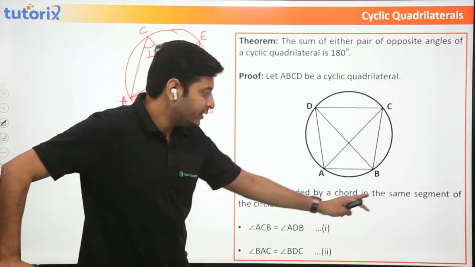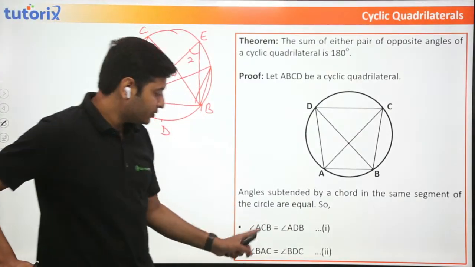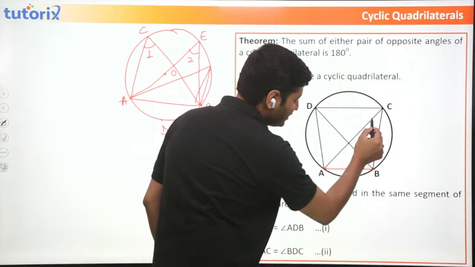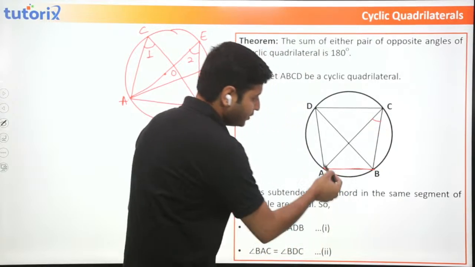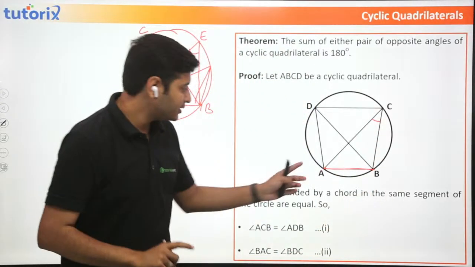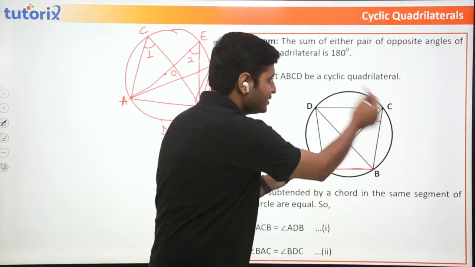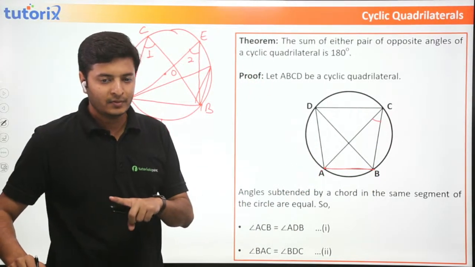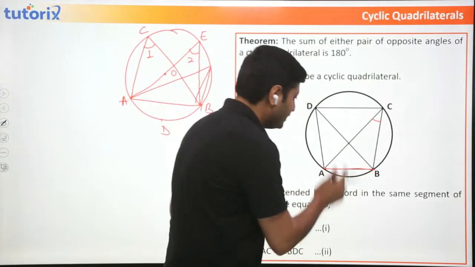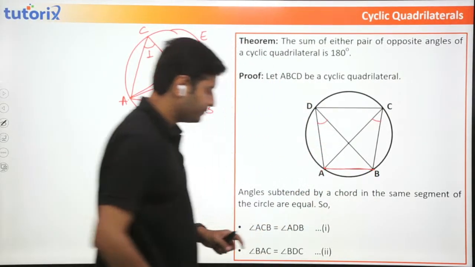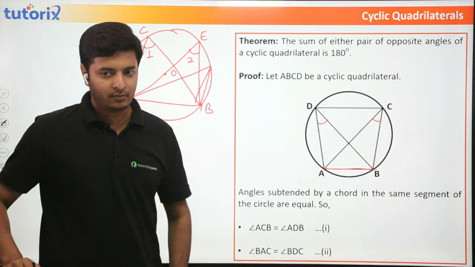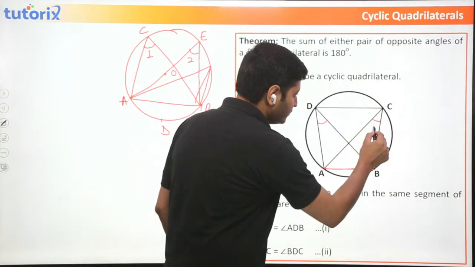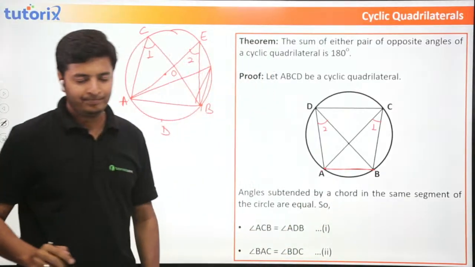Angles subtended by a chord in the same segment of the circle are equal. So, look at this AB. ACB is this angle, no? Angle ACB is the angle subtended by chord AB in this segment ADCB, the major segment. The same chord AB is also subtending this angle ADB. So it means these two are equal. Angle 1 and angle 2 are equal.